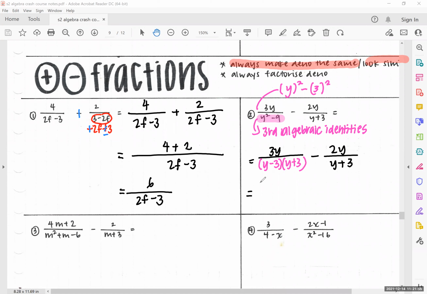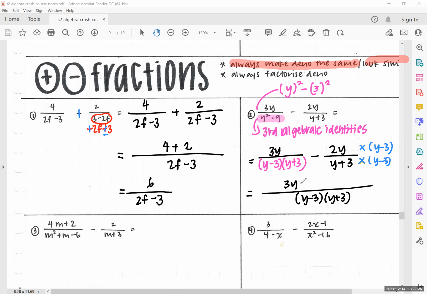Followed by minus what? 2y over y plus 3. Okay, guys, now can you see you can make the denominator the same? It will become y minus 3 and y plus 3, right? But we have a problem, because this fraction has y minus 3 and y plus 3, but this one does not. So I need to multiply by y minus 3, which means here I must also multiply by y minus 3. Understand?